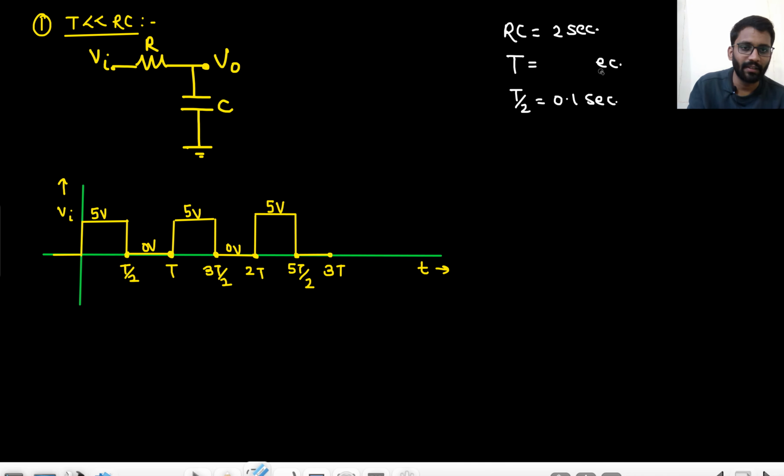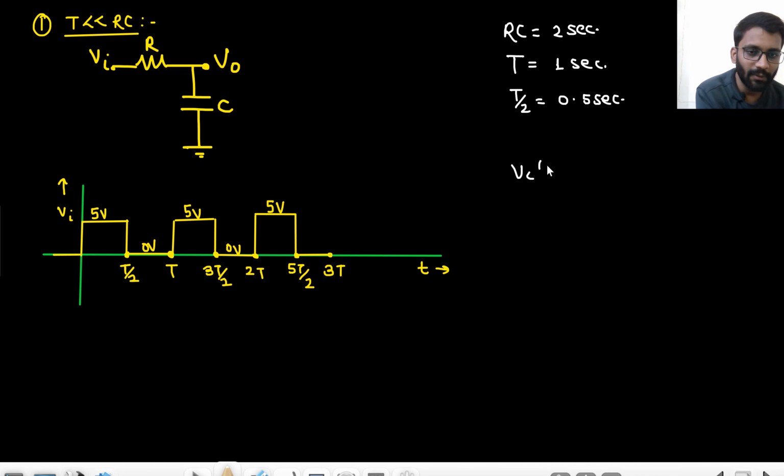We shouldn't write 0.2 second, that would be very less. Let's just write T equals 2 seconds, that is T equals RC. Actually, let's just write T equals 1 second. So T by 2 would be equal to 0.5 second. So what will happen? In 0.5 second, it will not be charged to 5 volt completely.